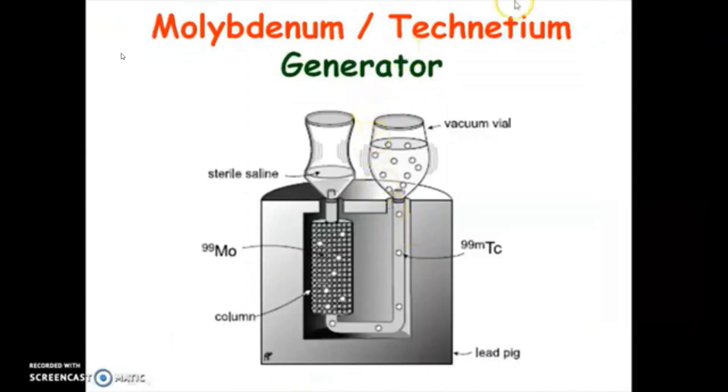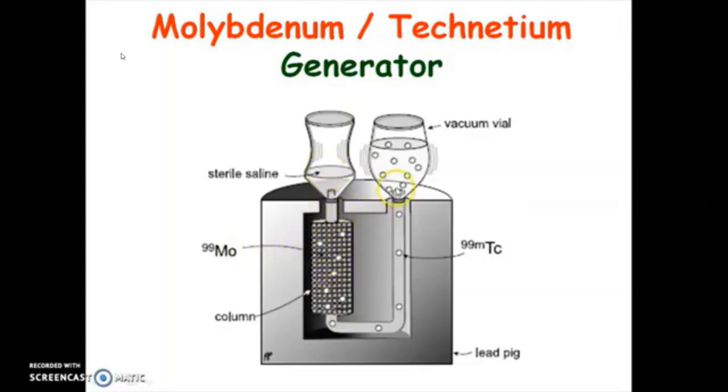How do we get the technetium isotope? We have a generator called the molybdenum-technetium generator. Have a look at this generator. This is called the alumina column, where the parent element molybdenum is present.